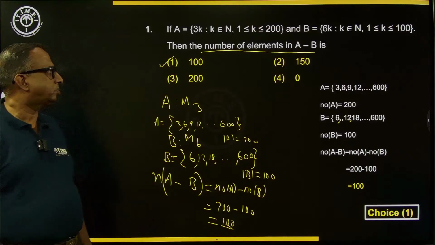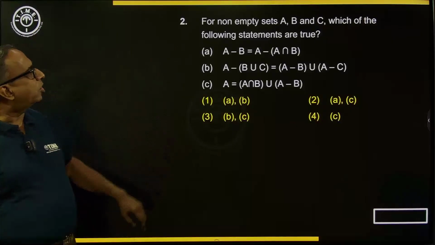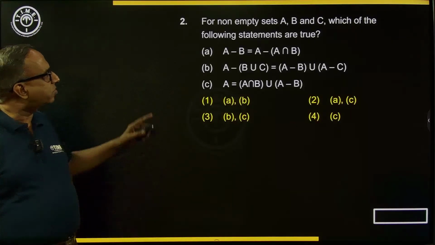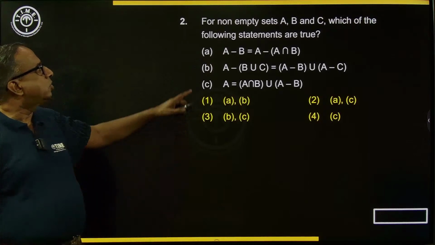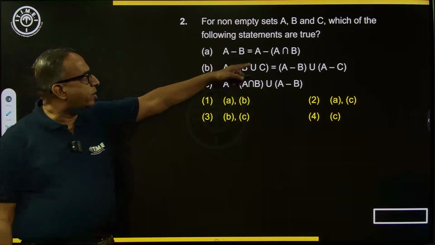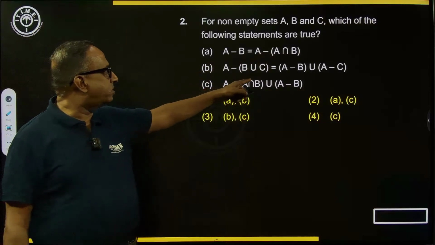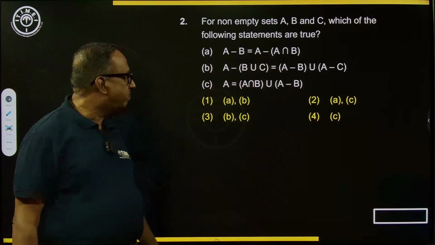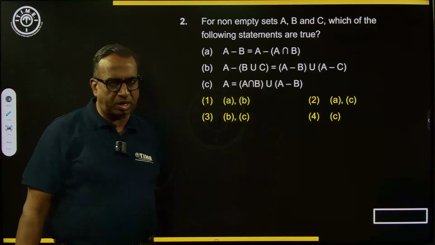Okay. We now go to the next question. For non-empty sets A, B, C, which of the following statements is or are true. A: A minus B equals A minus (A intersection B). B: A minus (B union C) equals (A minus B) union (A minus C). C: A equals (A intersection B) union (A minus B).